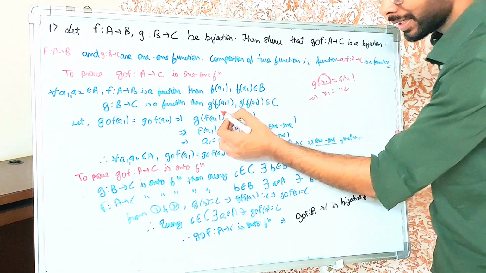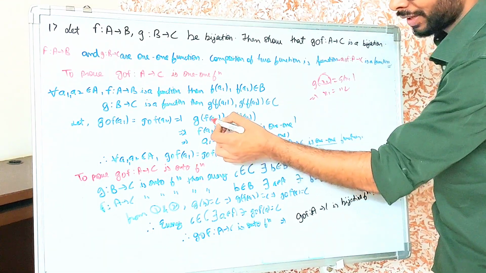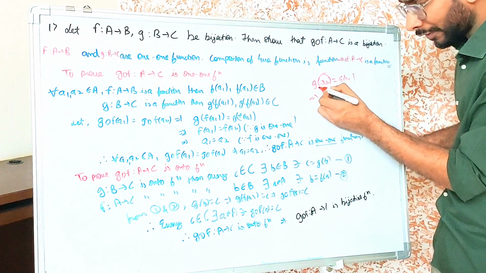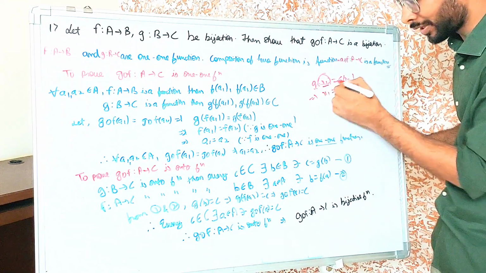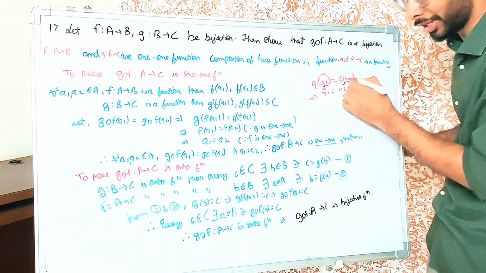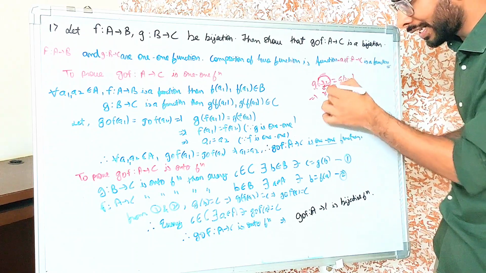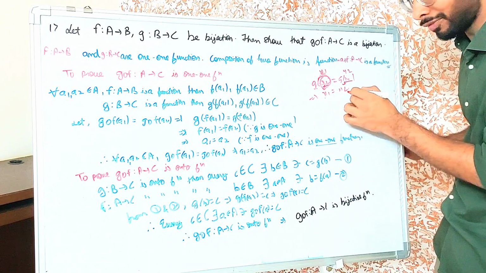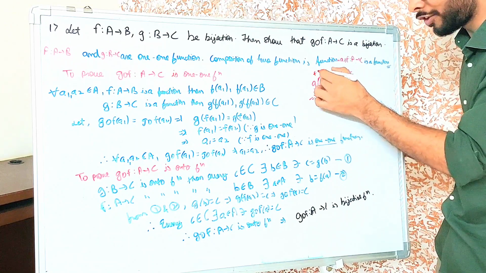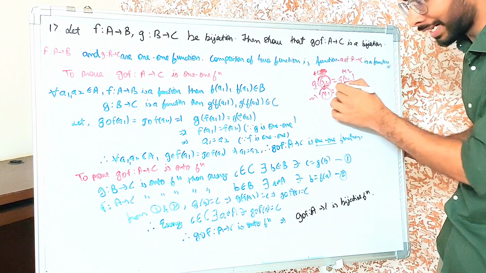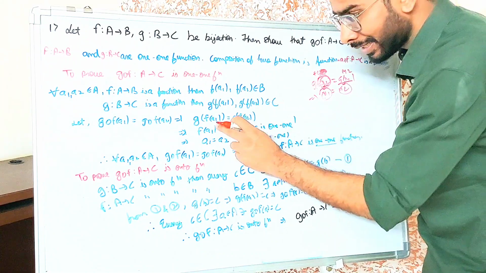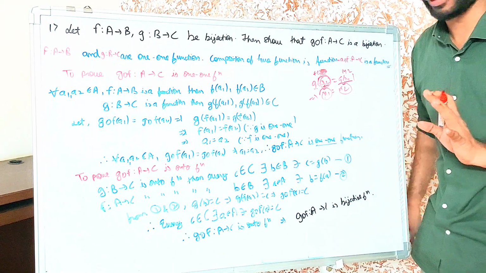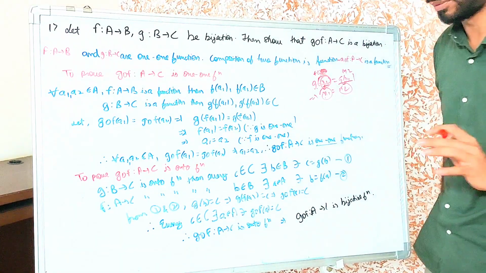Now here x1, if you observe, is f of a1, and x2 is f of a2. If g is one-one, g of x1 equal to g of x2 means you can write x1 equal to x2. Let's say y1 equals y2, here it is f of a1 equal to f of a2. So can I write f of a1 equal to f of a2? Yes, everyone, because g is one-one.